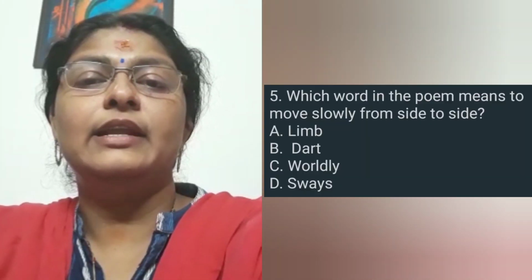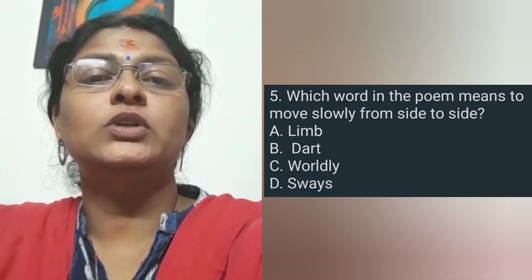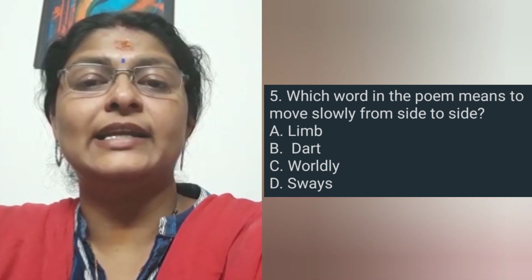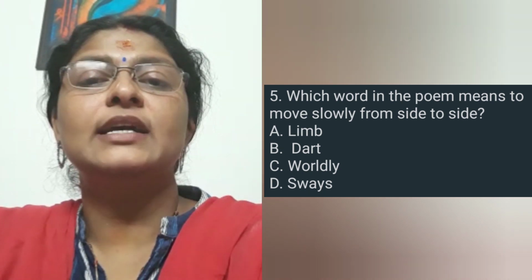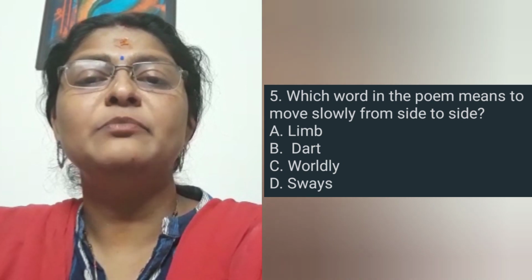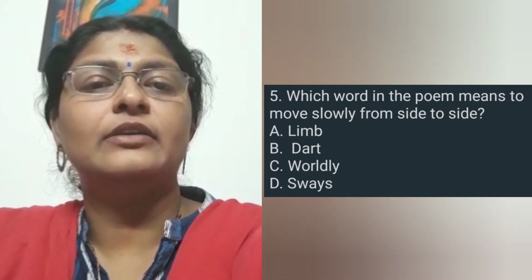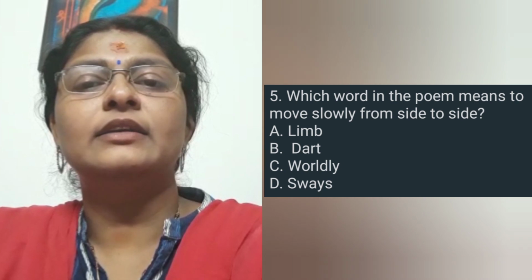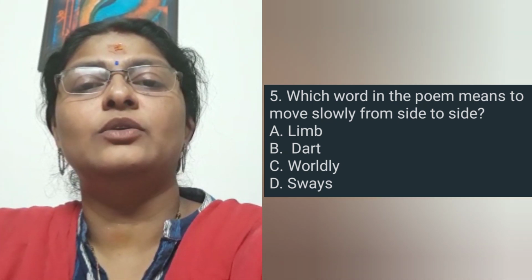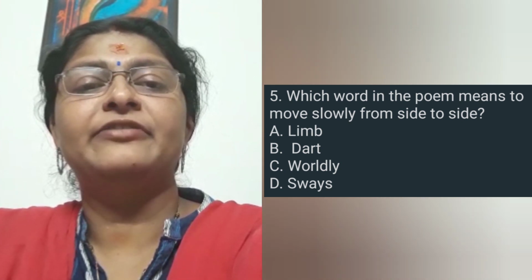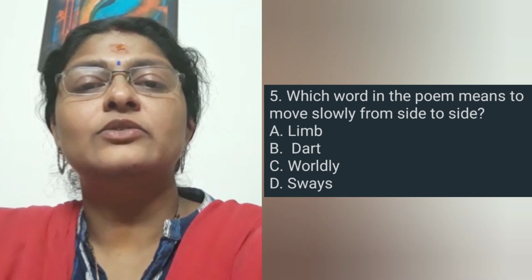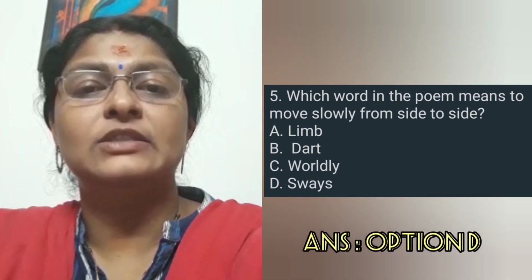Moving on to the last question. Which word in the poem means to move slowly from side to side? The options are limp, dart, worldly, sways. Limp means a leg or a hand of a human being. Dart is an arrow. Worldly means connected to the ordinary life. And sway means to move from side to side. So the answer is D, sways.